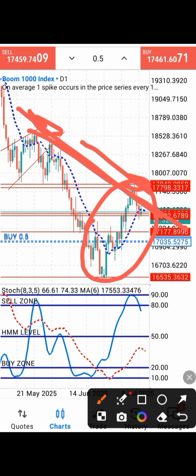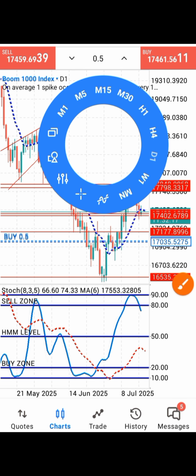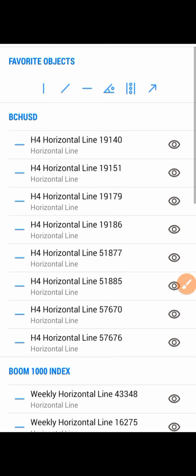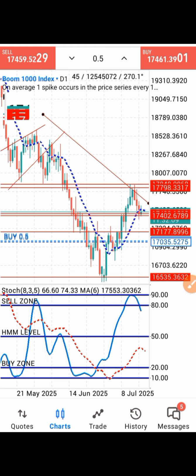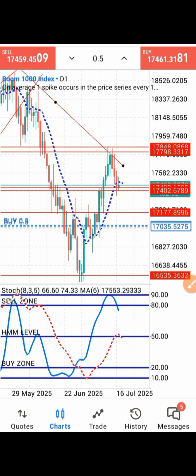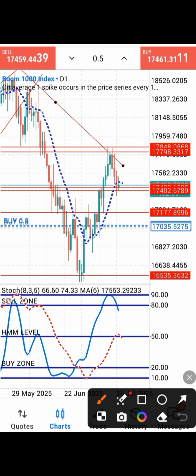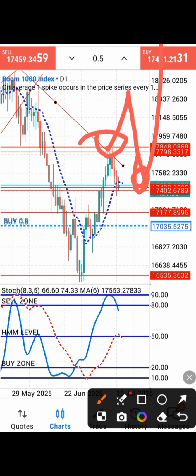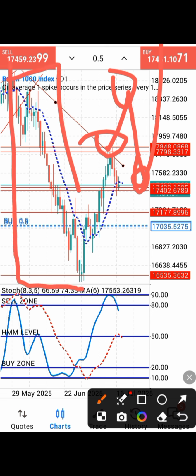If you put the trend line, let me put the trend line. You can see, if you reference these two highs, the market is typically in a downtrend. So for this bullish momentum to continue, price needs to break above this high, retest it, then find another higher high to complete this market structure on the left side. So that is the current condition for the Boom 1000 index now.